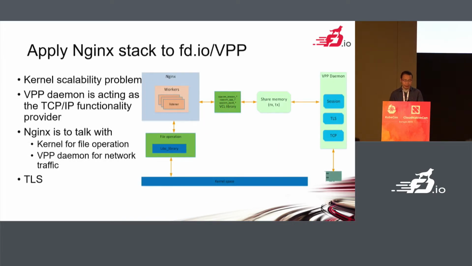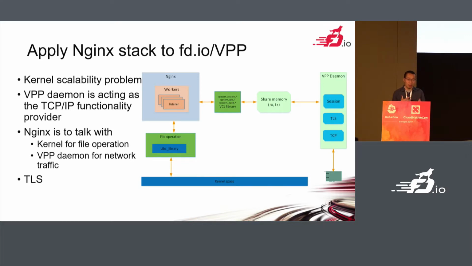And so we do that. And this is the basic story of how to apply an Nginx stack with the final VPP part. And I think besides the TLS problem, we also have other reasons to enable Nginx to use the VPP part. One of the reasons is the kernel scalability issues.